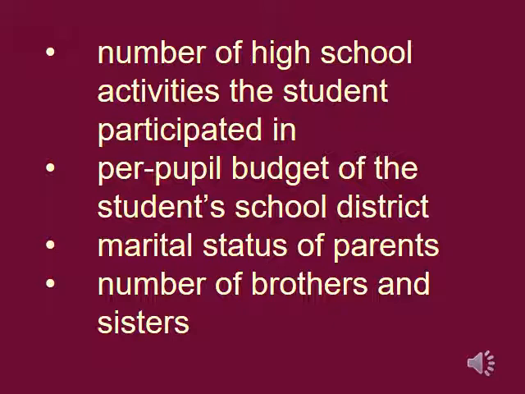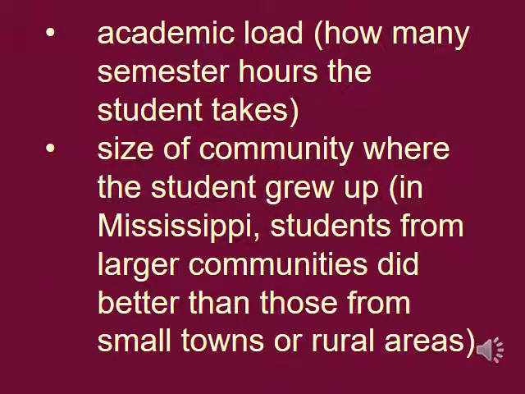And that was just about the top effect for any of the ones he looked at. Other things were things like the budget of the school, the parents' marital status, how many brothers and sisters they had, the academic load, how many hours they were taking, and the size of a community. It's interesting that in Mississippi, students from larger towns did better than those from small towns in rural areas. In some places, like the upper Midwest, the opposite of that is true. Sometimes big school districts actually do not do as well as rural areas.